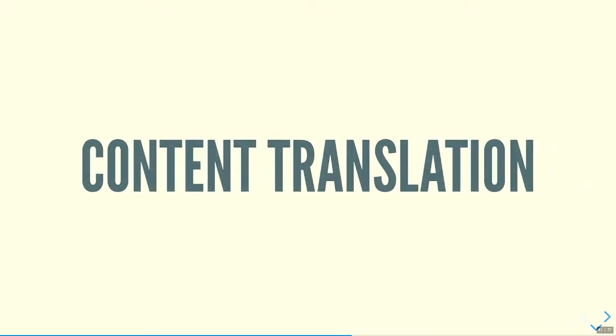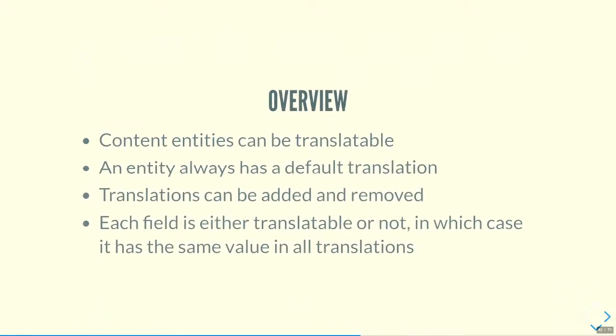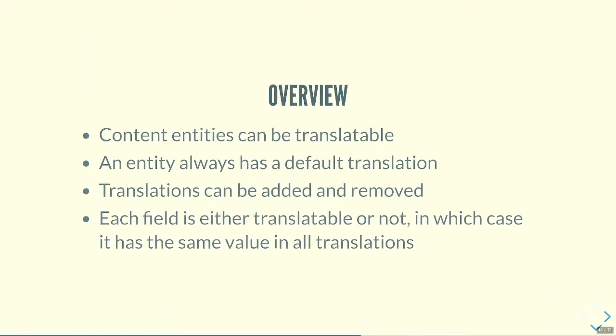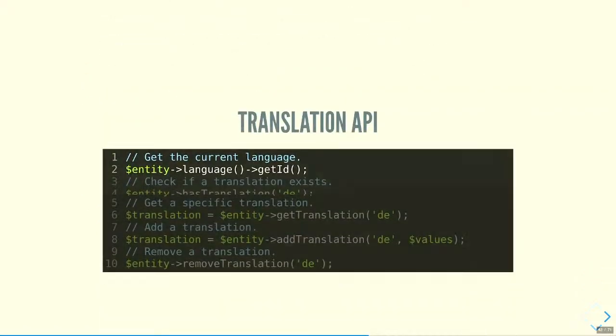So far, fairly easy. It gets a bit more complicated when you add translations to the mix. Content entities can also be translatable. Similar, a content entity has a default translation. You can add translations and remove them. And you can control per field if they should be translatable or if they should have the same value for all translations.